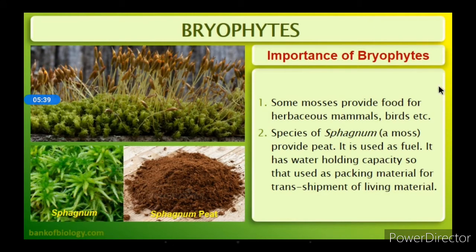Some mosses are used as food for other animals, mammals and birds. Okay, and species of sphagnum, here you can see sphagnum peat. It is used as fuel and it has a high water holding capacity also, and it is also used as a packing material.